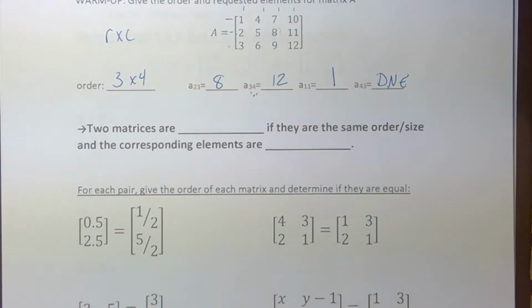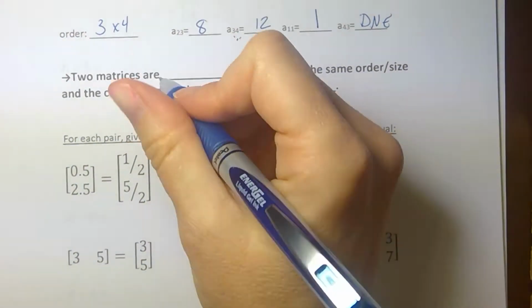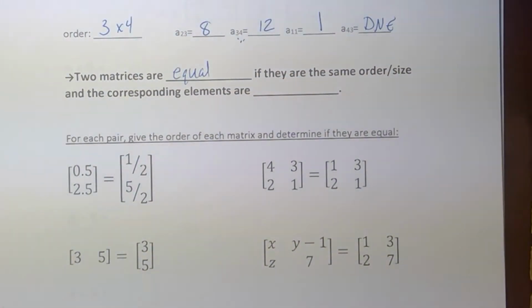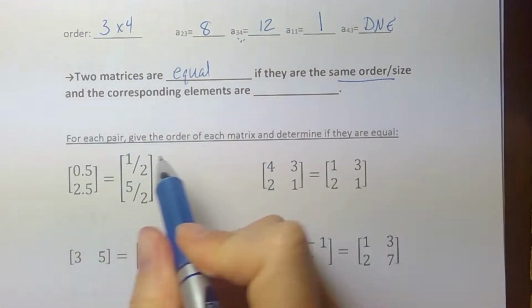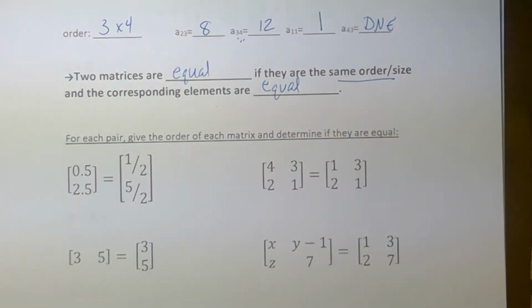All right, our first matrix operation, we're going to talk about equality of matrices. I can say that 2 matrices are equal if they are the same order or size, and the corresponding elements are also equal. So in order for 2 matrices to be equal, they not only have to be the same size, but they have to have corresponding elements that are equal to each other. So let's check and see.